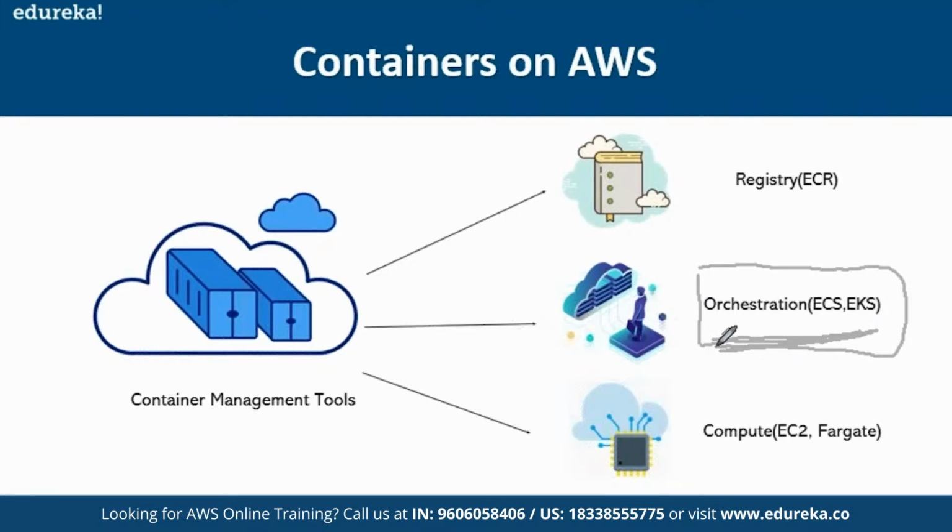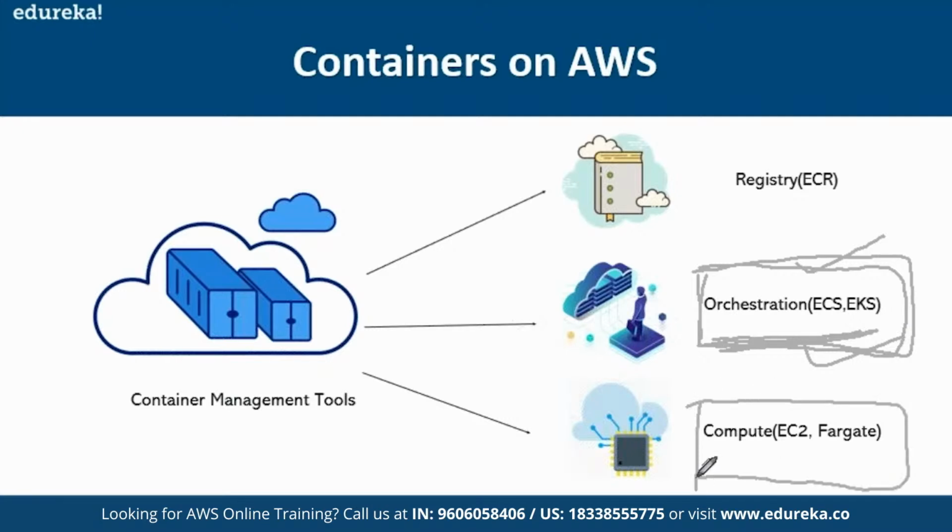All right. So how can we do this orchestration? Orchestration, in simple words, is management of containers. There are two services, ECS and EKS. We'll study that in detail in the next slides. ECS is your Elastic Container Service, and EKS is your Elastic Kubernetes Service. You must have heard the word Kubernetes a lot. We'll understand the difference between these two.